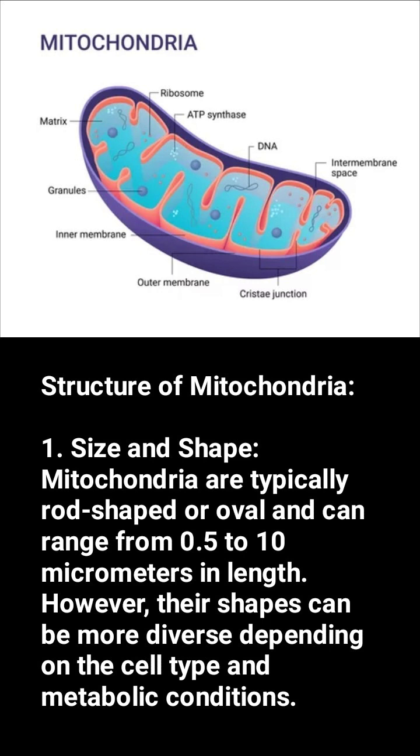Structure of mitochondria. 1. Size and shape. Mitochondria are typically rod-shaped or oval and can range from 0.5 to 10 micrometers in length. However, their shapes can be more diverse depending on the cell type and metabolic conditions.